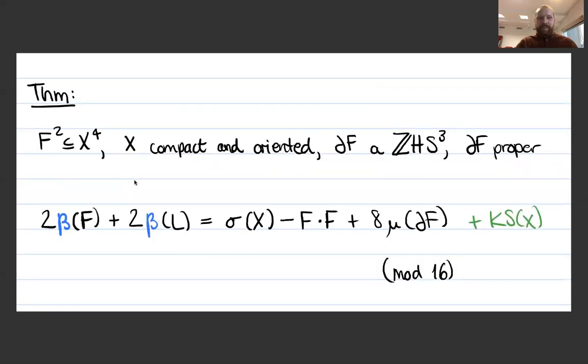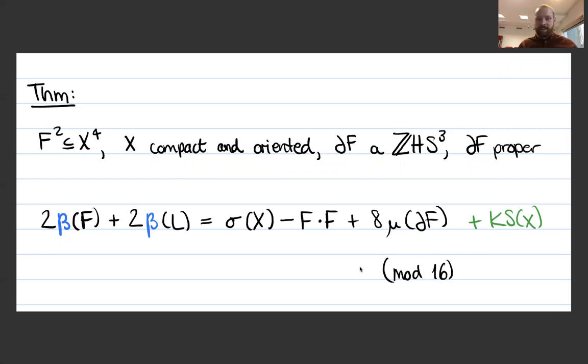So here, I'm just flashing some invariants at you again before explaining what they are. Here is the theorem that you can prove in this case. You have this F in X. F is characteristic, but no longer orientable. X is still oriented and compact. And the boundary of X is an integral homology sphere, and the boundary of F is a proper link. Then you can prove this formula here.